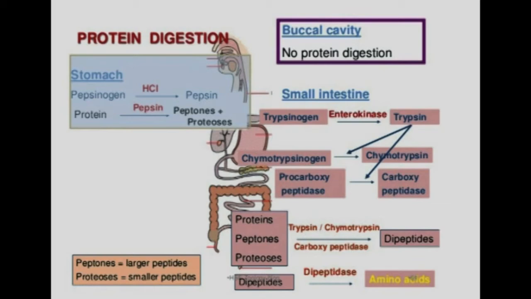Buccal cavity, no protein digestion. In stomach, pepsinogen gets converted to pepsin. And in the small intestine, trypsin, chymotrypsin, carboxypeptidase, dipeptidase act on proteins and we get free amino acids.